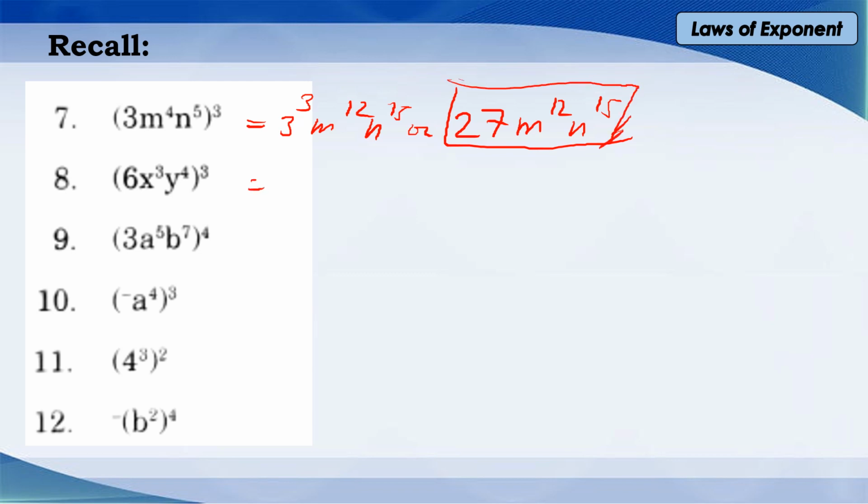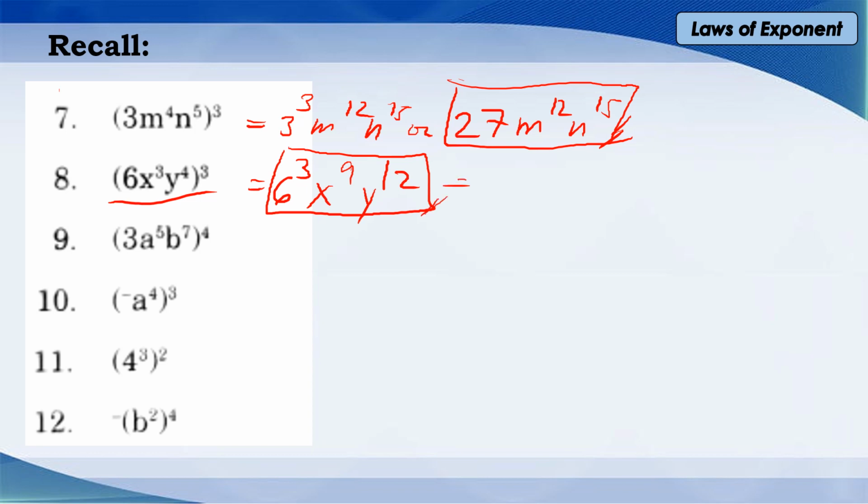Hirap magsulat, guys. We have next example number 8. 6x raised to 3, y raised to 4 quantity raised to 3. We have 6 cubed, x raised to 9, y raised to 4 times 3 pala, that is 12. Or 6 times 6 is 36 times 6. Ilan yun? Basta yun na. Pwede nyo siyang i-solve.